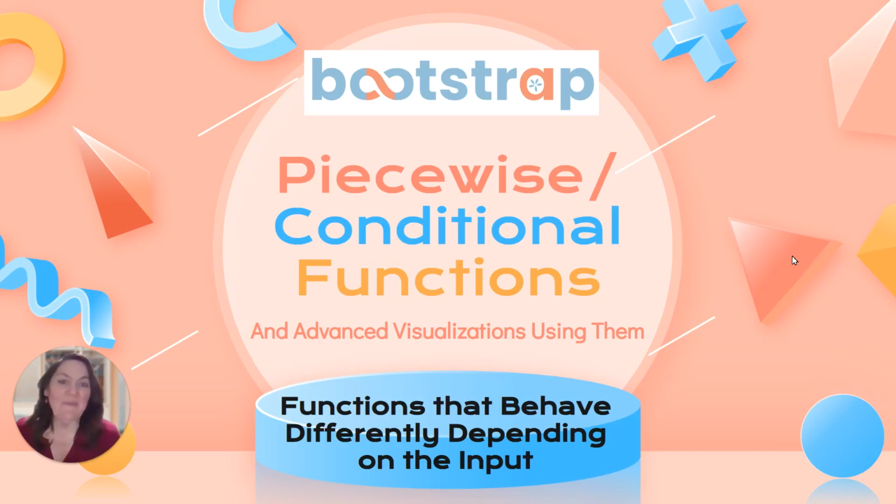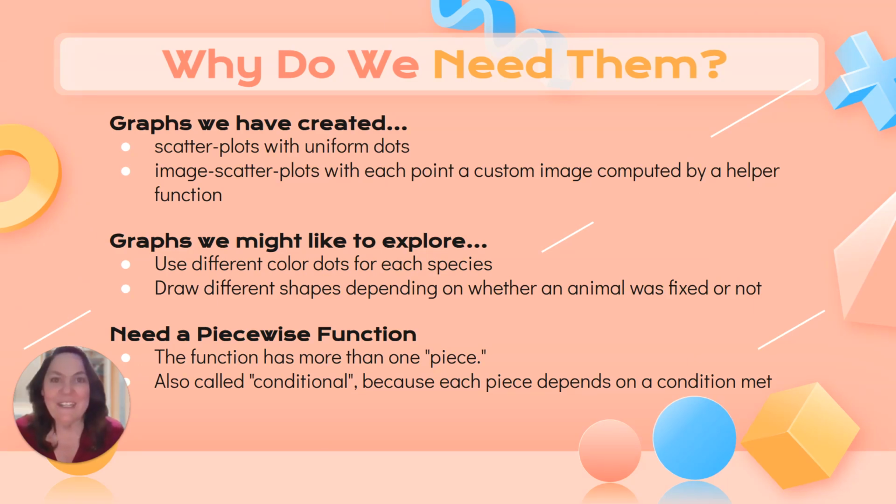This is one of my favorite Bootstrap topics and lessons to do with the students. One of the other videos was on advanced visualizations, but we're going to go a little bit further now into the coding and use piecewise conditional functions. Sometimes we want to write functions that are going to do different things based on the different conditions we want to give it. Why in the world do we need piecewise functions?